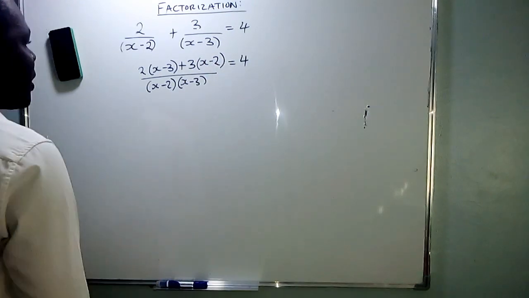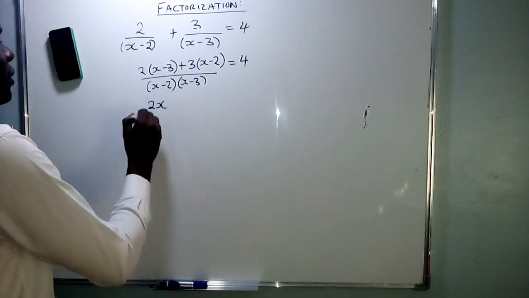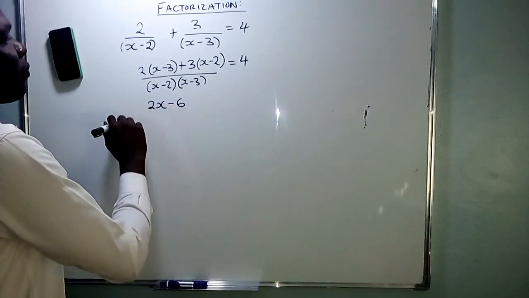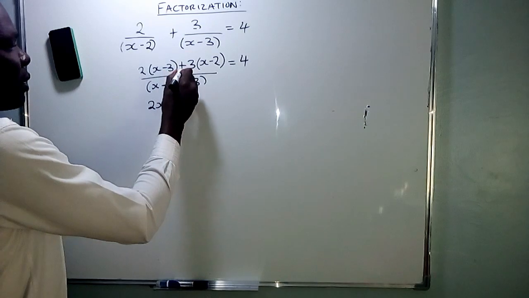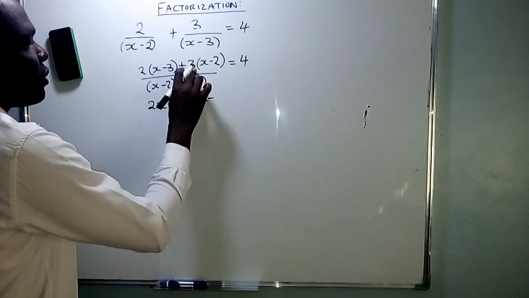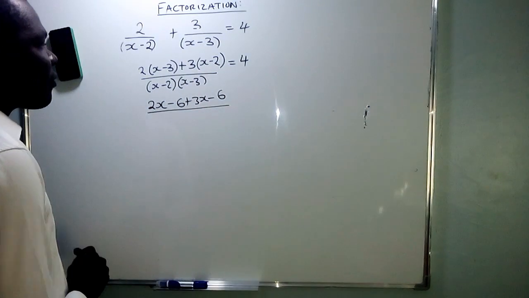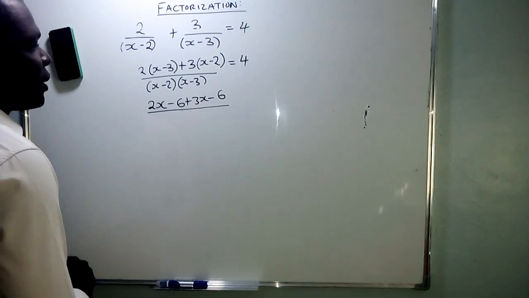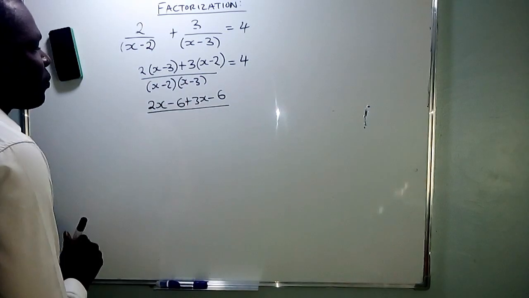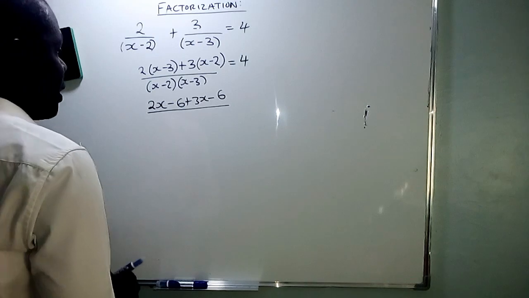So we simplify. In the numerator we have 2 times x, 2x, then minus 2 times 3 is 6, minus 6, isn't it? Then plus 3 times x is 3x, positive into negative is negative, then 3 times 2 is 6. So you've simplified the numerator. Then the denominator, you expand the denominator.